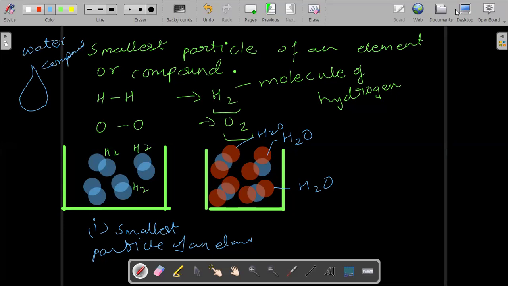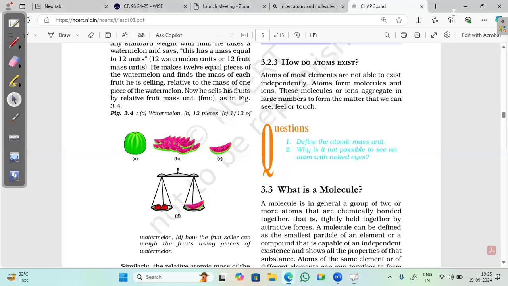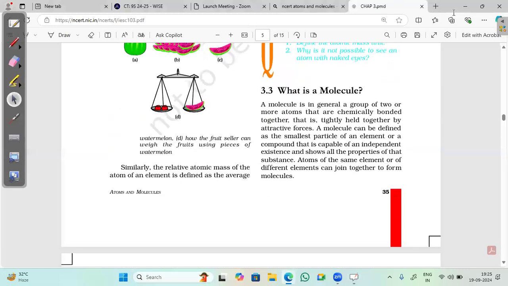Got it, Yukta? A molecule can be defined as the smallest particle of an element or a compound that is capable of an independent existence and shows all the properties of that substance. Atoms of the same element or of different elements can join together to form molecules.